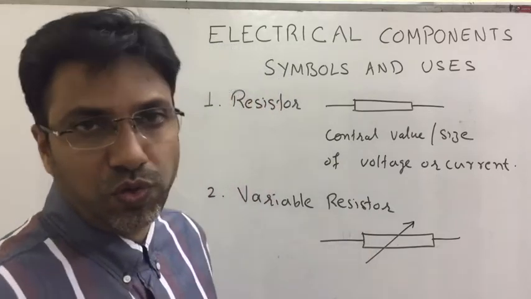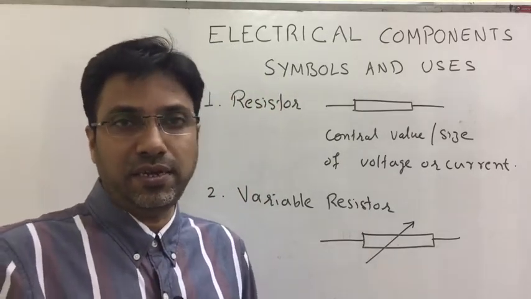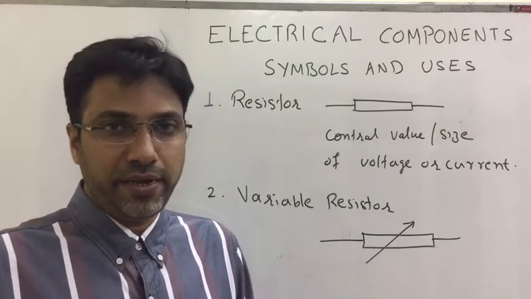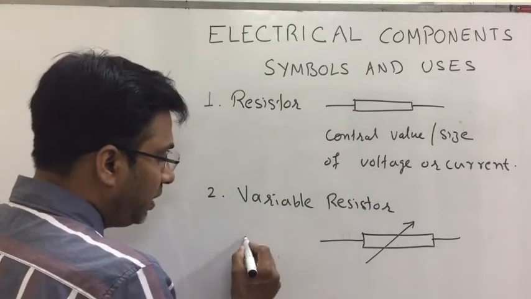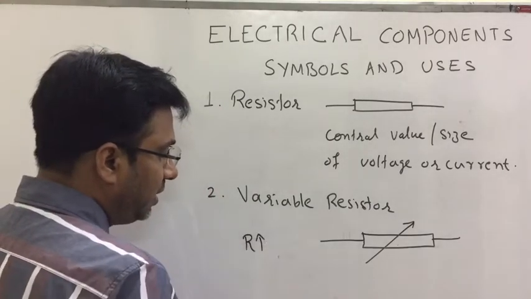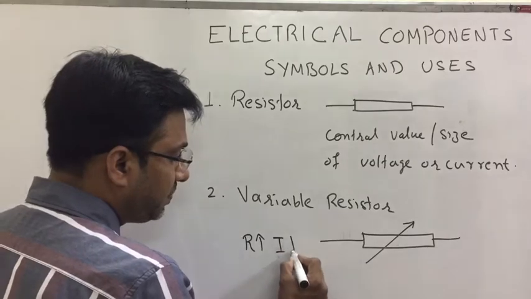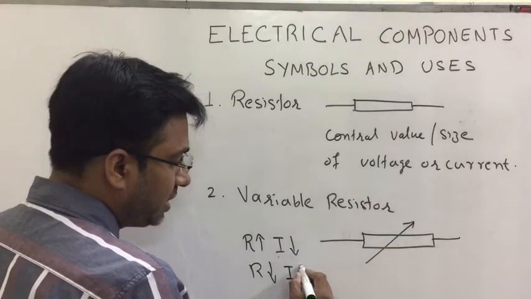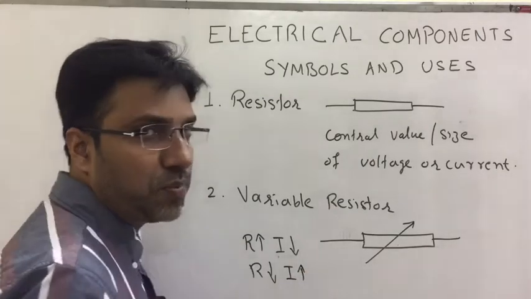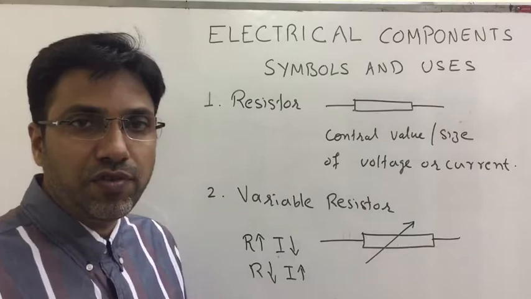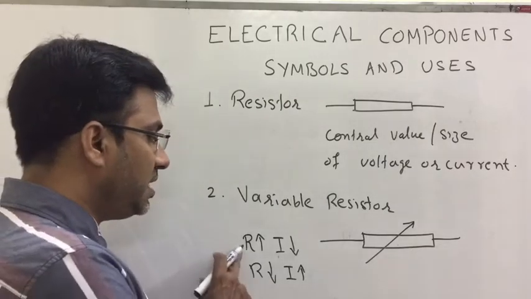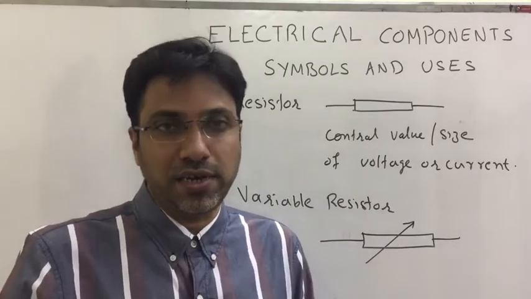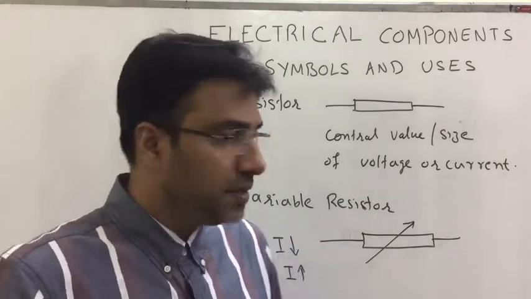Variable resistor is used to alter the resistance in a circuit. It is used to change the current, to increase the current, to decrease the current. If the value of R increases, then the value of current decreases. If the value of R decreases, the value of current increases. That means they are inversely proportional. Resistance and current are inversely proportional. As resistance increases, current decreases. Thus, by using variable resistor, we can increase or decrease current in a given circuit.